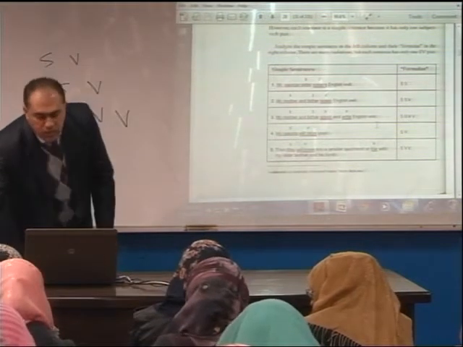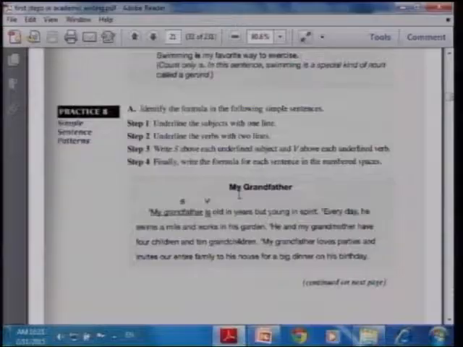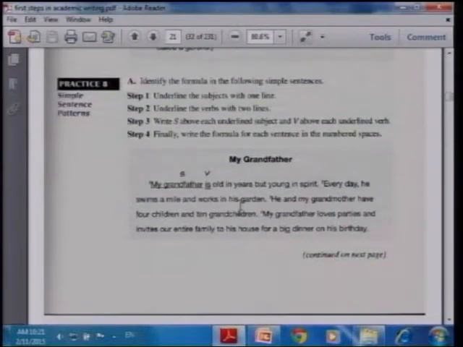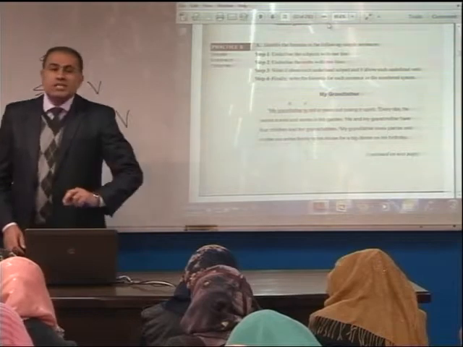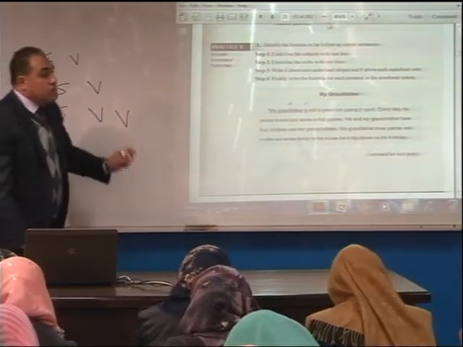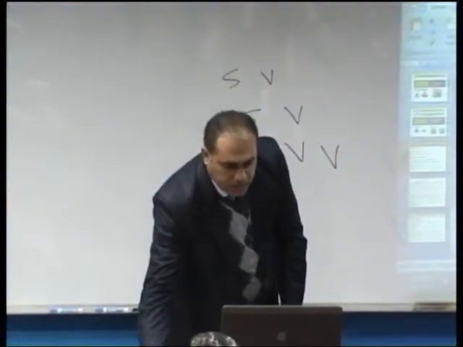All right. Let's look at the following page and the paragraph titled "My Grandfather." What I'd like you to do is to underline the subjects and the verbs in every sentence in this paragraph and decide what the type is. Is it an SV, SVV, or SSVV, and so on. Yes, please.